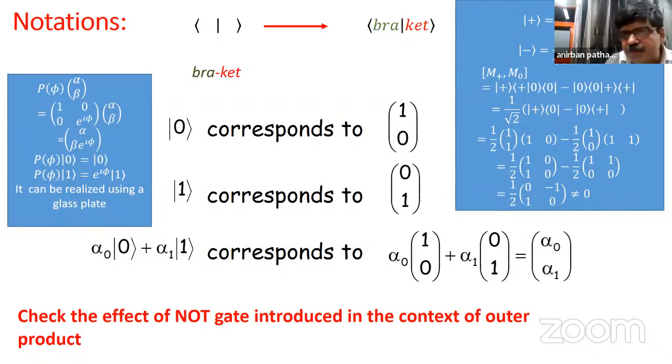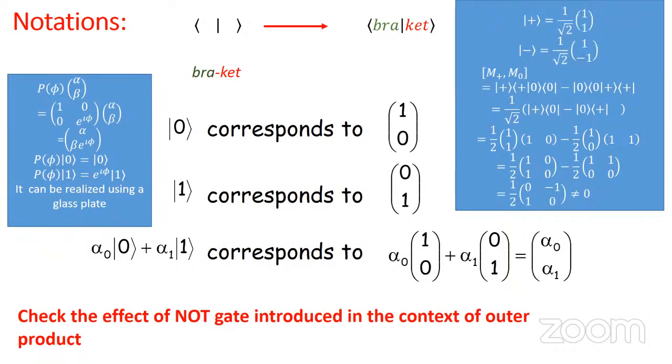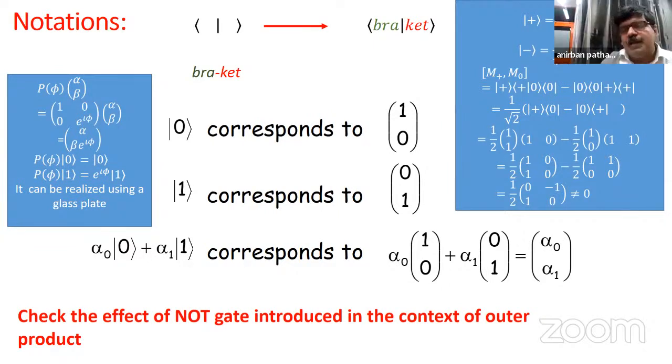So for example, this plus state, which I've written as 1/√2 times 0 plus 1/√2 times 1. If I measure it in the plus minus basis, it will always be plus. But if I measure it in the 0-1 basis, with half probability it will be 0, with half probability it will be 1. So it will be changed. If I have a 45 degree polarized photon, and I set the polarizer at 45 degree, I will see it at 45 degree.